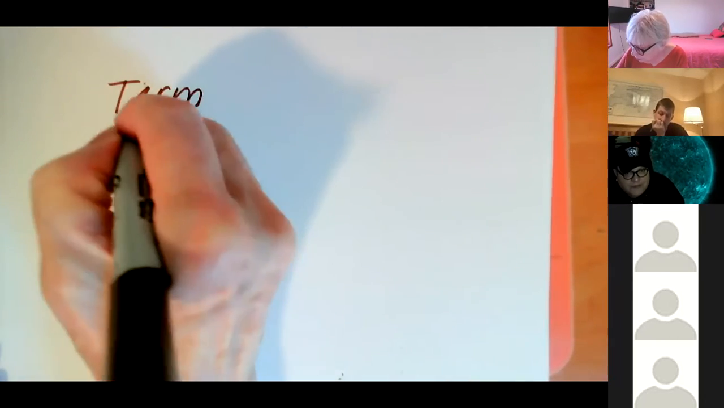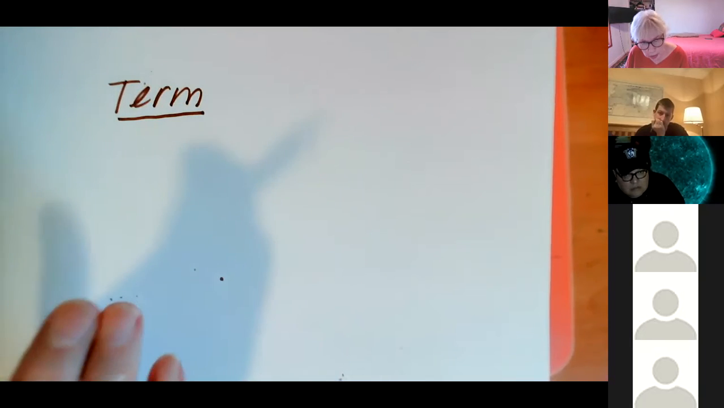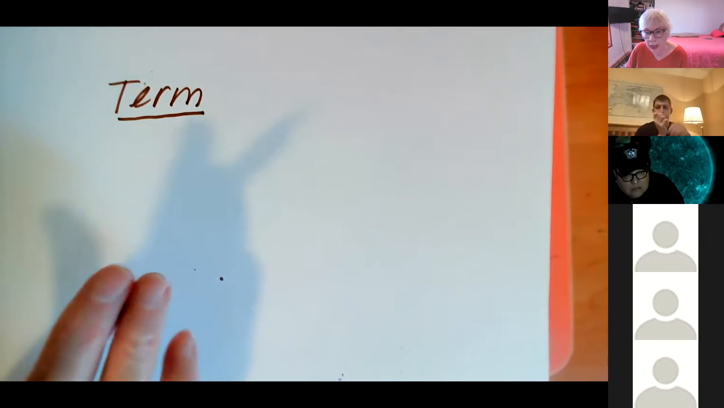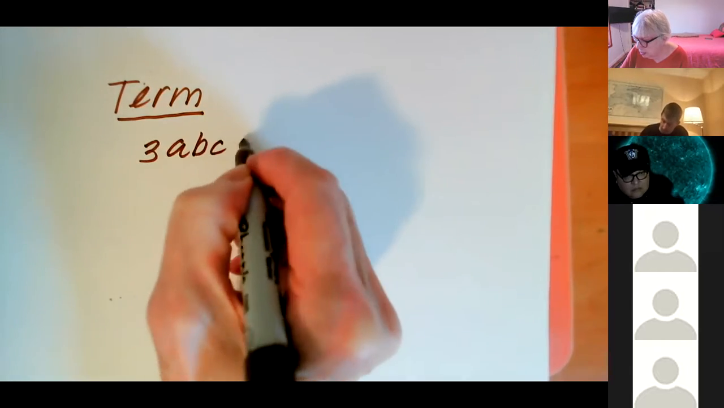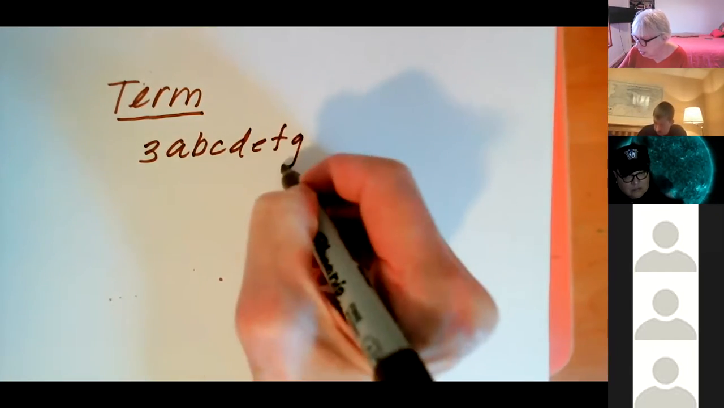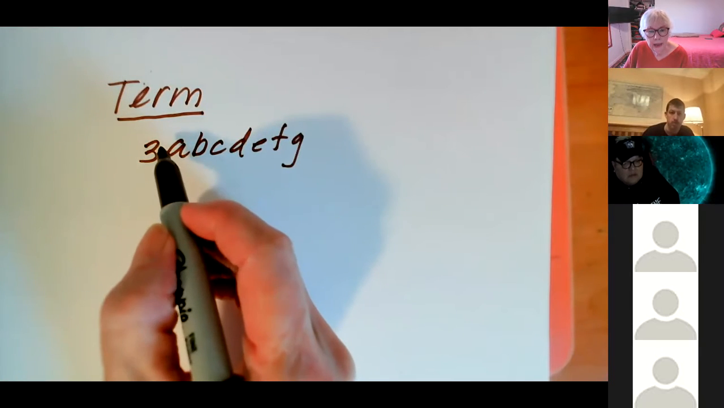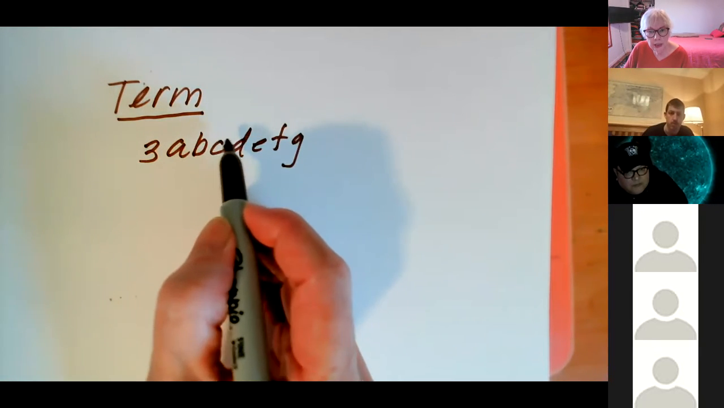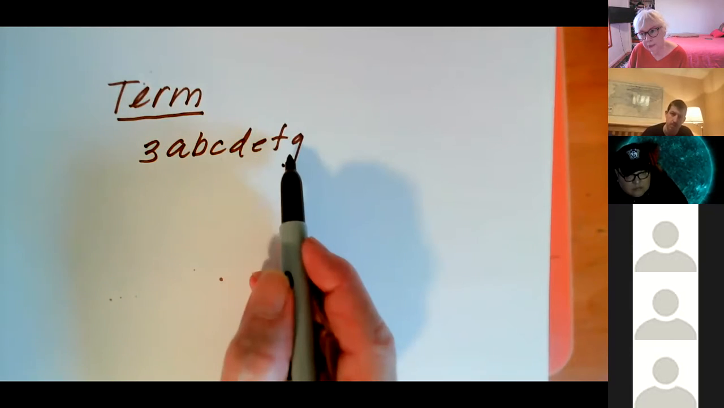And I don't know if they bring this up, but this is an algebraic expression, a term. And so if we have 3, A, B, C, D, E, F, G, it's this times this times this times this times this. This is one term.